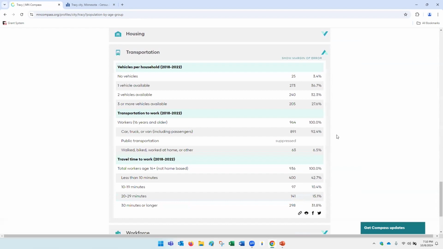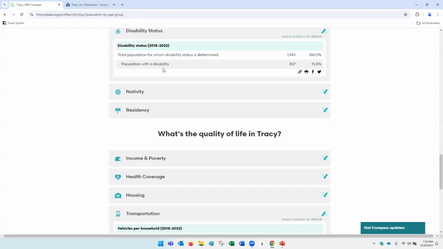And again, a little more basic, a little more simplified, either a good place to start, or depending on your community, you could get what you need from here.